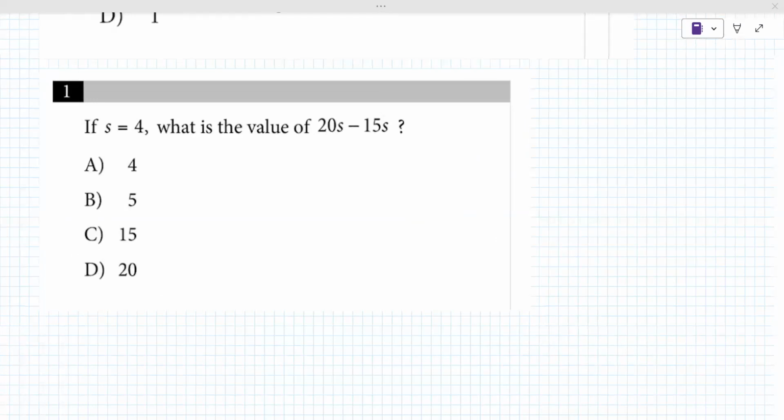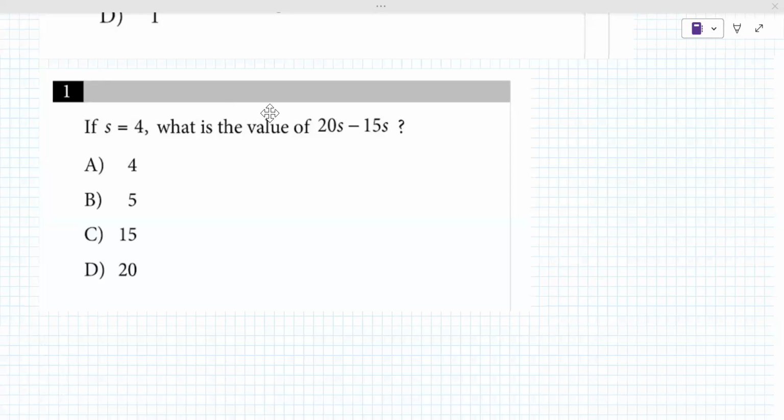Take a look. Okay, s equals 4. All right, well, that's easy then. All right, 20s minus 15. It would be B, 5. Try again. Because I can undo the 4 on both sides. There's no equation over here. It's the value of 20s minus 15s. Yeah, and I know s equals 4. So I can divide by 4 on each side: 20 minus 15, 5.